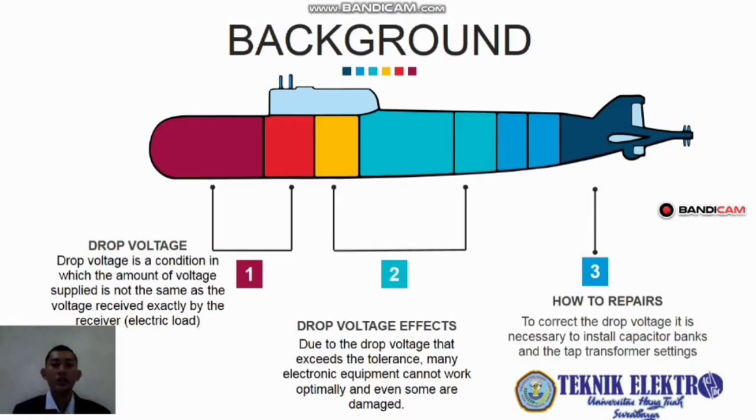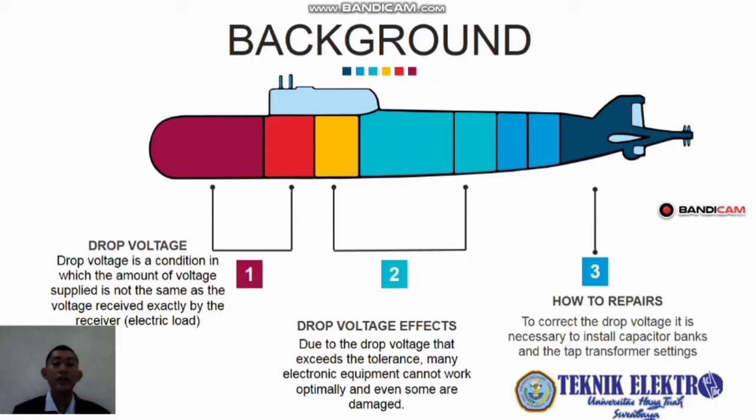Drop voltage is a condition in which the amount of the voltage supply is not the same as the voltage received by the load. What is the effect of drop voltage? Due to a drop voltage that exceeds the tolerance, many electronic equipment cannot work optimally, and even some are damaged.